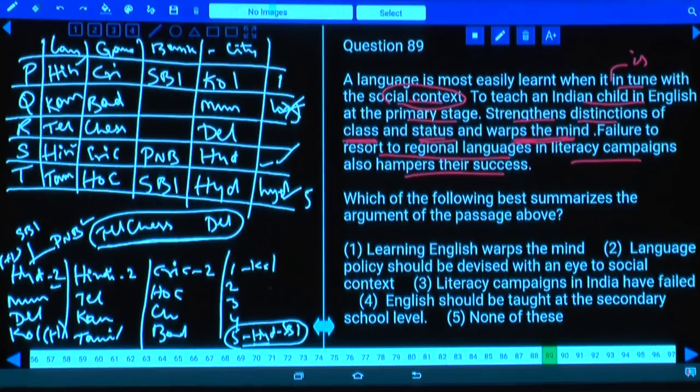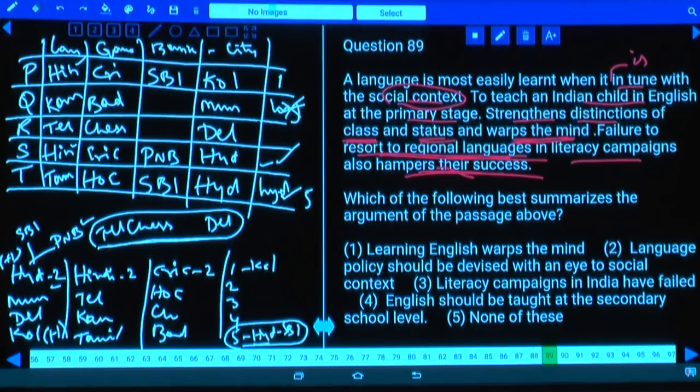Failure to resort to regional languages in literacy campaigns also hampers their success. Now if you could not do this in the local language, it will hamper their success. Hampers their success means the growth will not be that much. Then which of the following best summarizes the argument?